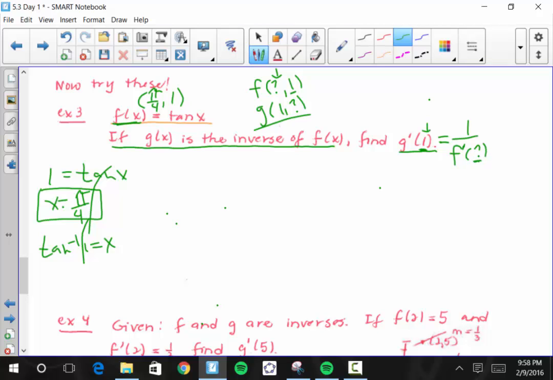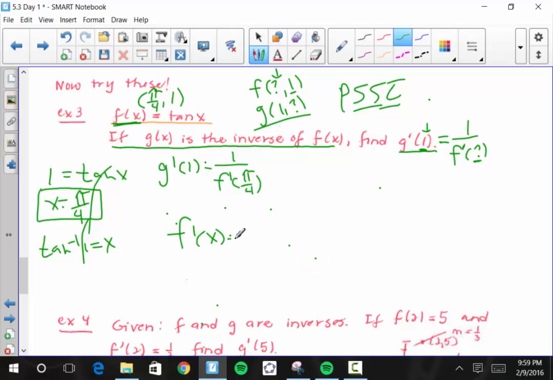I'm going to put that in for this question mark here. So we know that g prime of 1 is equal to 1 over f prime of pi over 4. Now let's find the derivative of our f function, and then plug that value back in there and see what we get. So f prime of x: we got tangent, the derivative of tangent is secant squared. So f prime of x is equal to secant squared x.